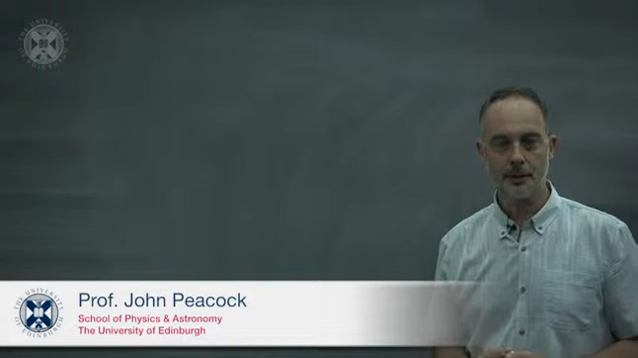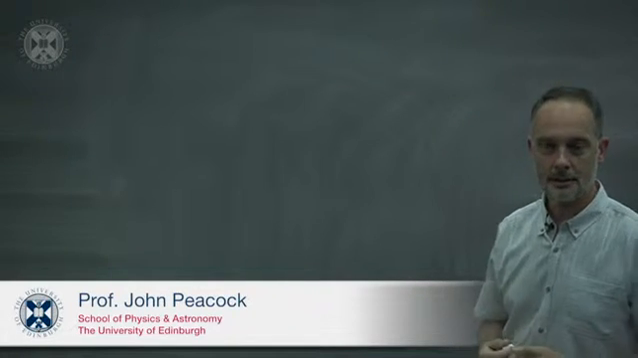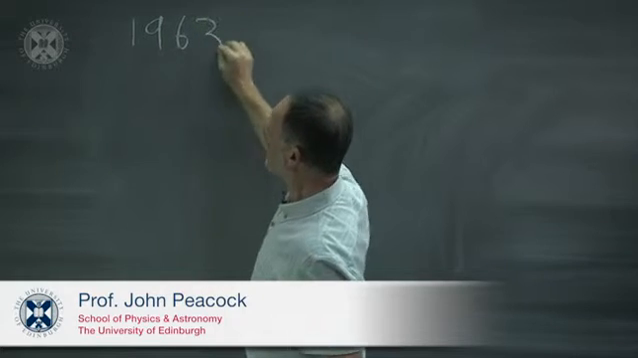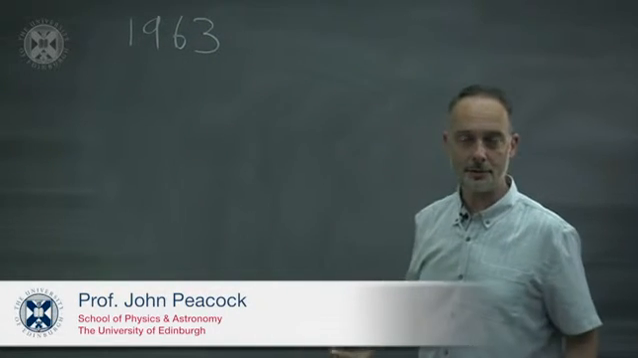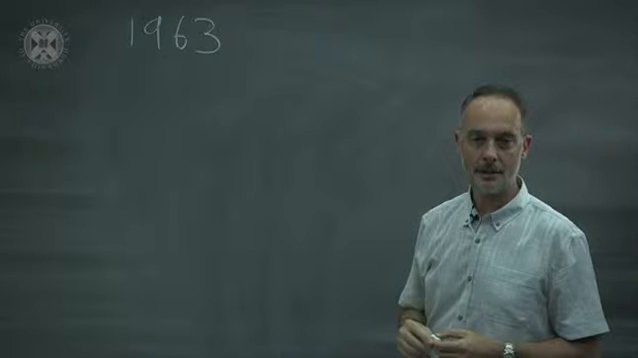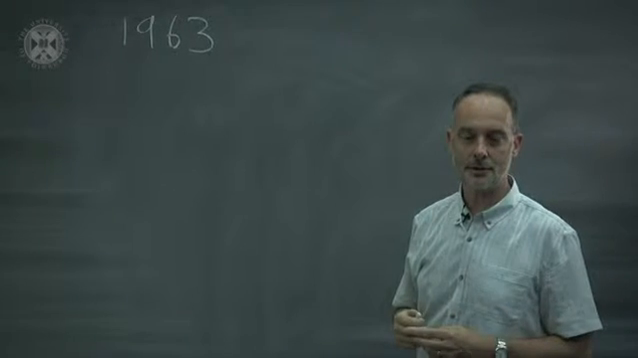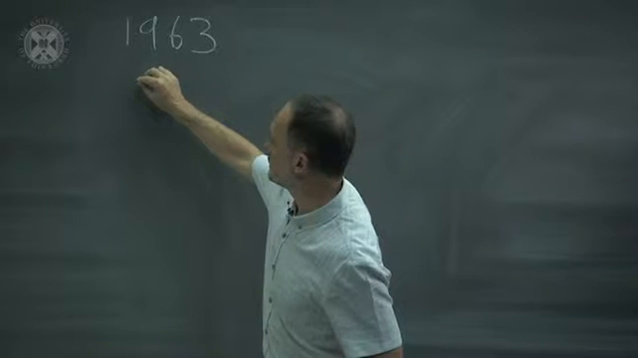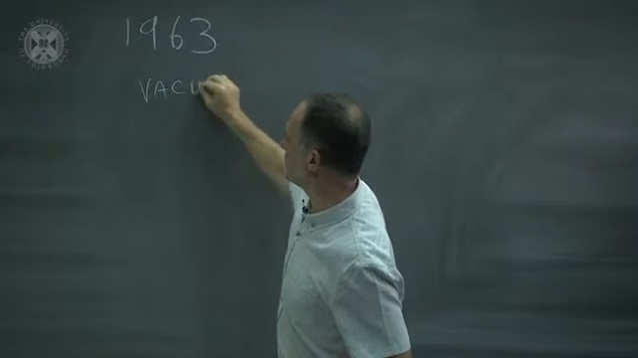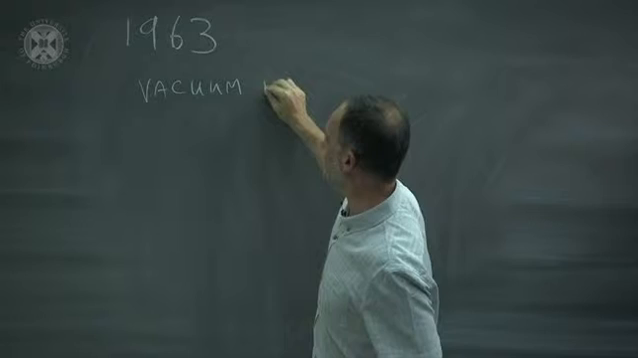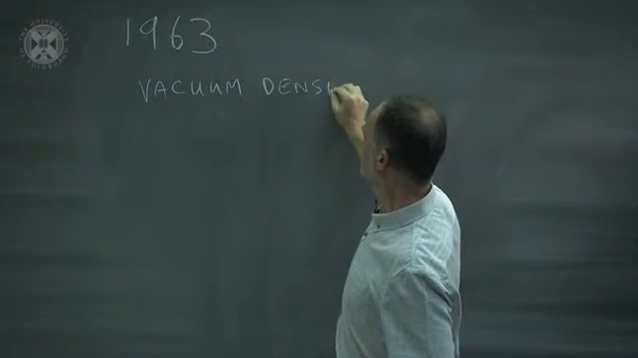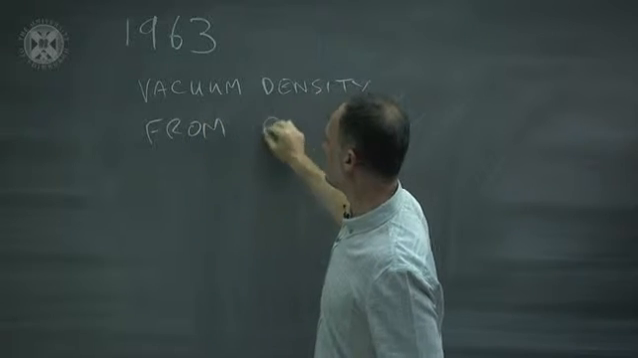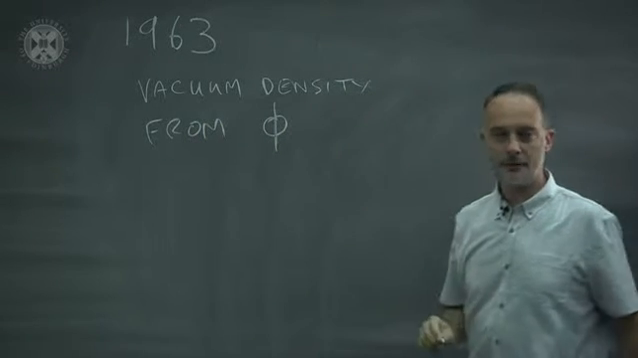So this is where the Higgs comes into the story. Because going back to 1963, although it wasn't his prime motivation, Peter Higgs made a potentially extremely important contribution to cosmology because he talked about a vacuum density from the Higgs field, which we symbolize by phi.